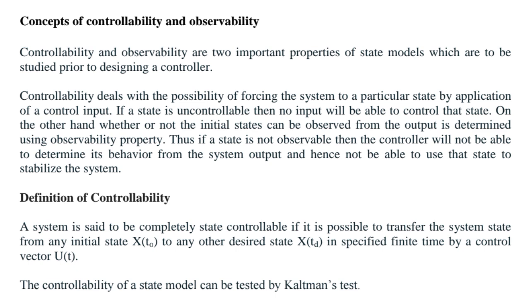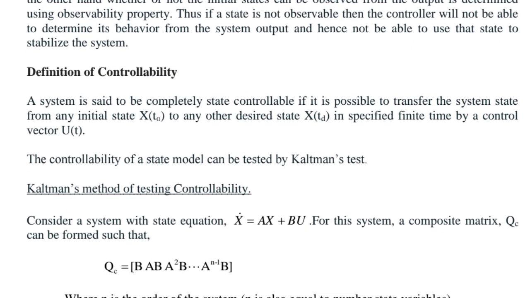Next, we are going to discuss the definition of controllability. A system is said to be completely state controllable if it is possible to transfer the system state from any initial state to any other desired state in a specified finite time by a control vector u(t). The controllability of the state model can be tested by Kalman's test.